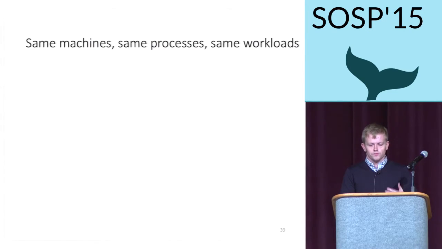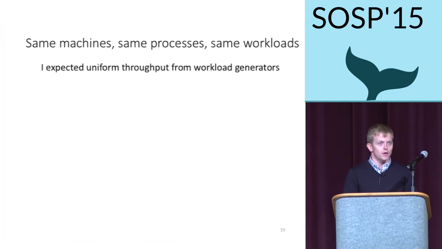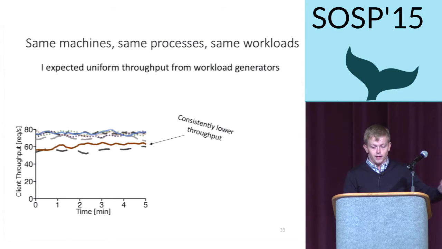So given that I was running the same simple workload on all of my machines, I was expecting to see more or less uniform throughput across my workload generators. But this wasn't the case, as I'm showing in this figure here. Each line is the throughput of one workload generator, and clearly there are two of the workload generators with consistently lower throughput.